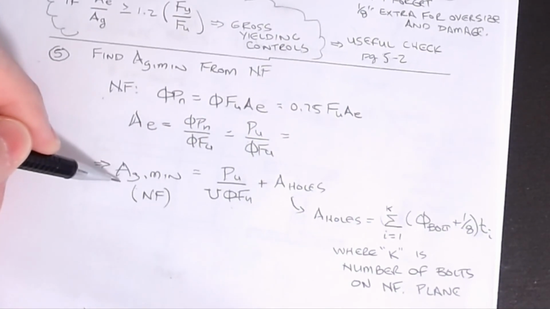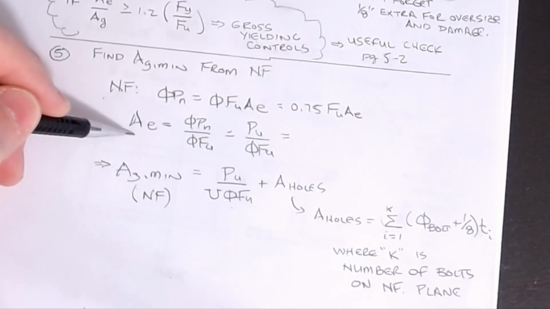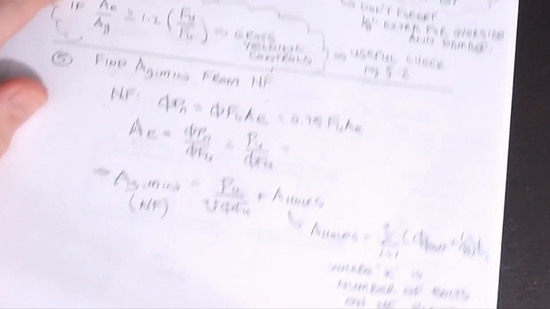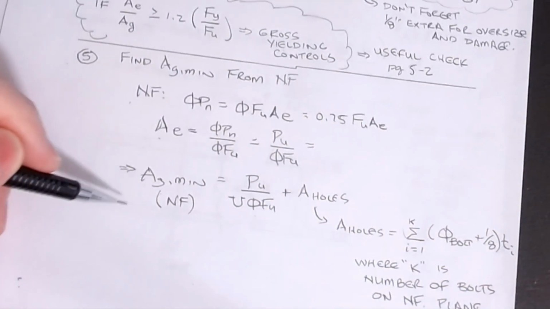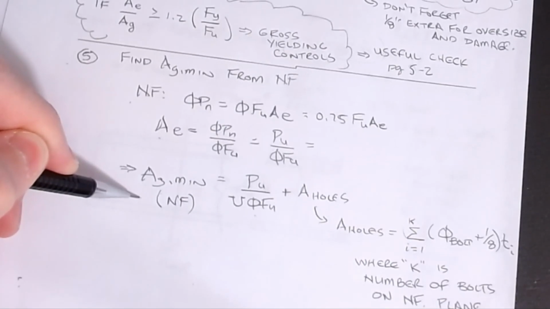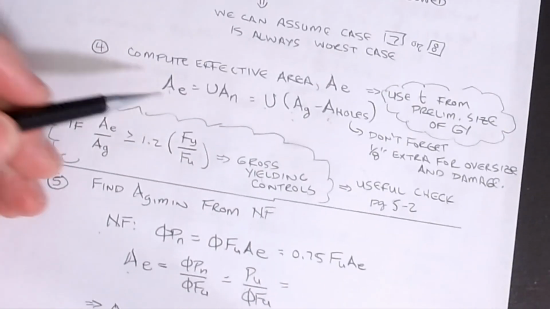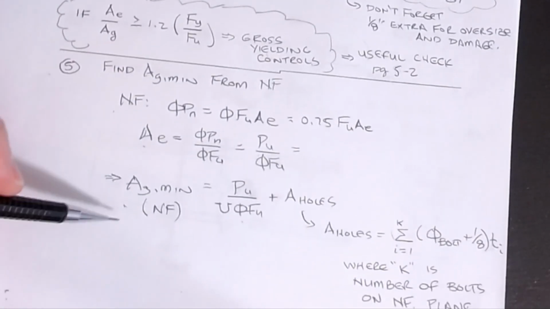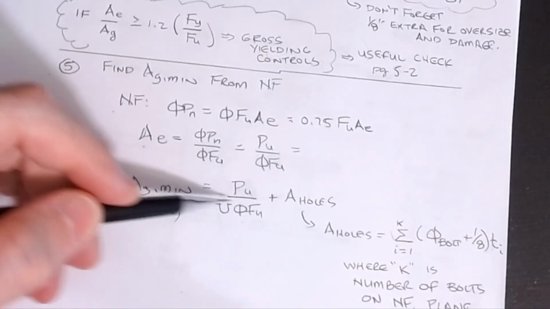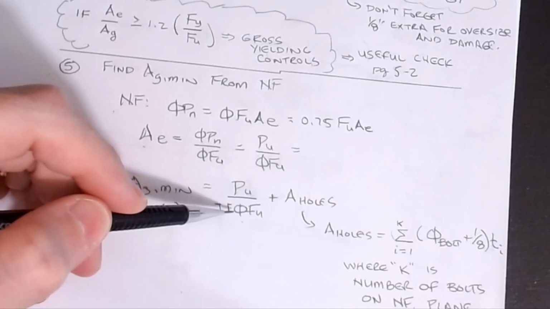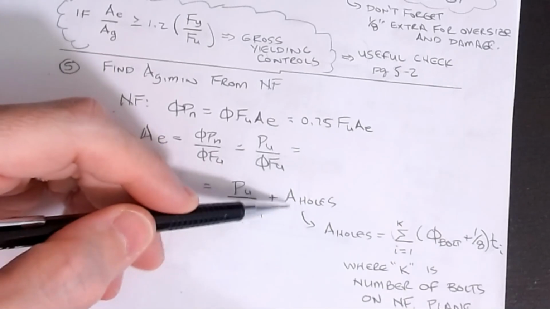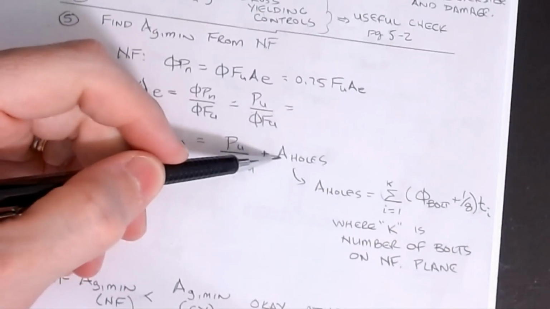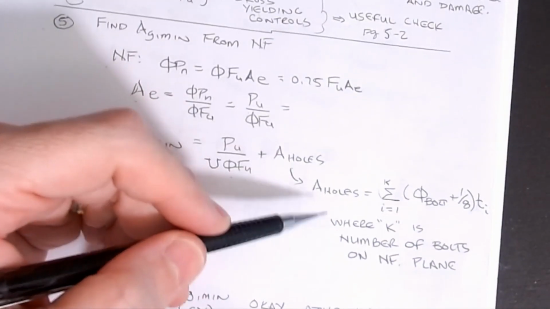Now I can rearrange this a little bit. Because we know that effective area is U times (A_g minus A_holes), I can solve for A_g by substituting in this equation and get an expression that looks something like P_u over the shear lag coefficient U times phi times F_u, plus the area of the holes. Now again, the area of the holes, remember, is the sum of all of the holes on that plane.